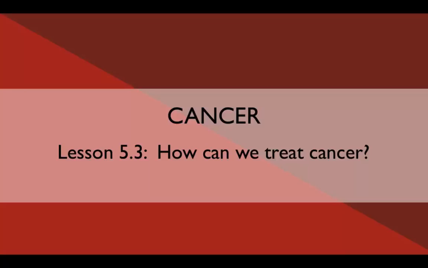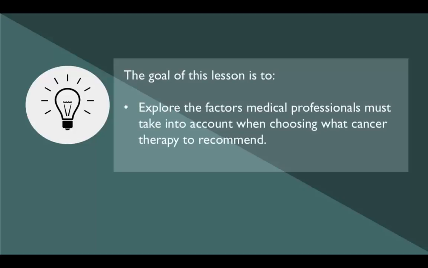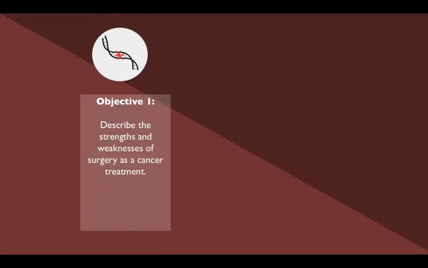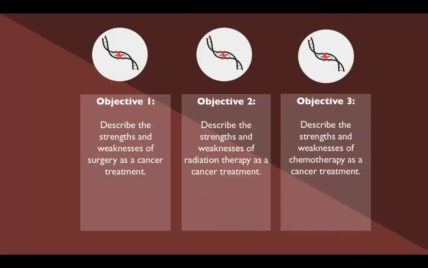Welcome to Cancer Lesson 5.3, How Can We Treat Cancer? The goal of this lesson is to explore the factors medical professionals must take into account when choosing what cancer therapy to recommend. At the end of the lesson, the students should be able to describe the strengths and weaknesses of surgery, radiation therapy, and chemotherapy as cancer treatments.